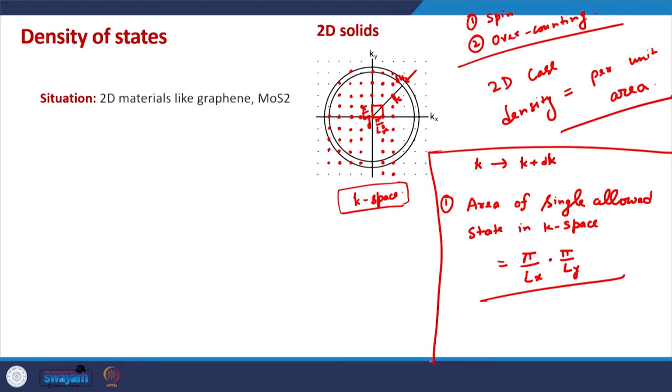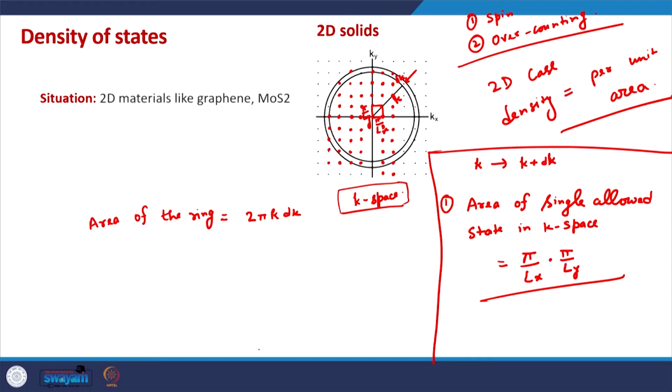Now, what is the area of the circular ring? The area of a circle of radius k is pi k square, and the area of the ring will be 2 pi k dk.